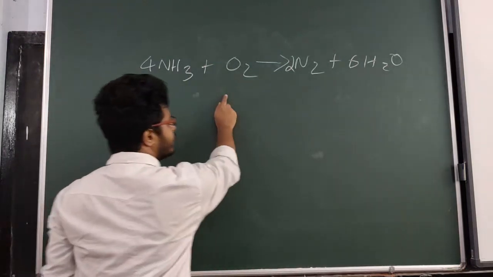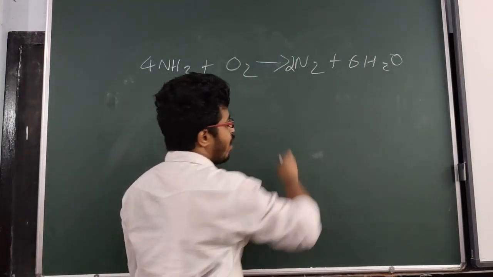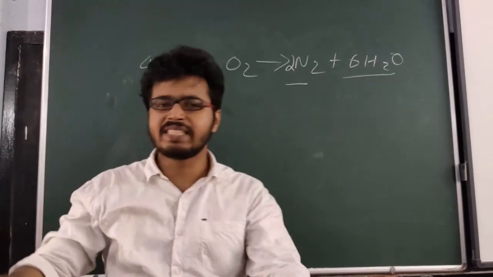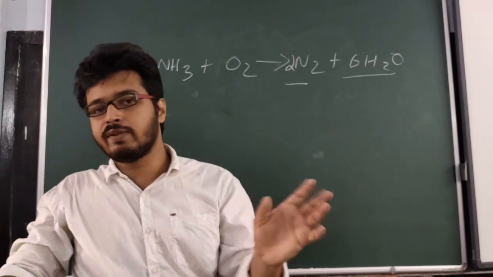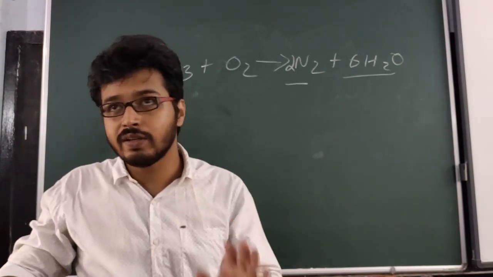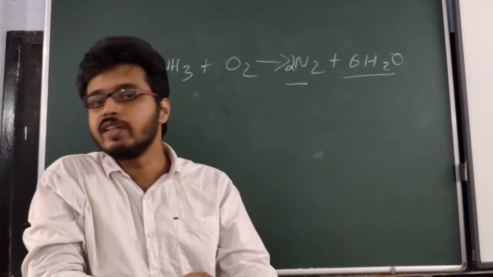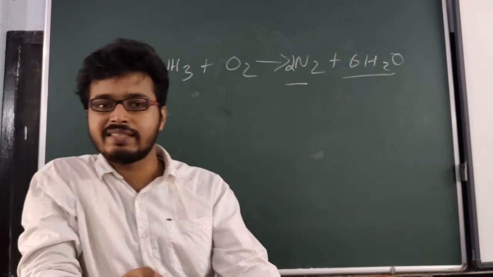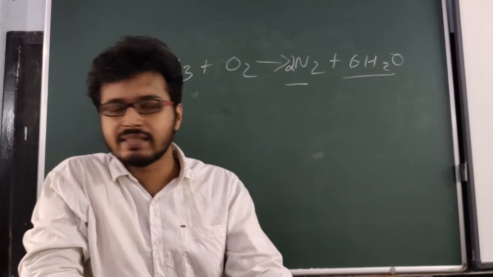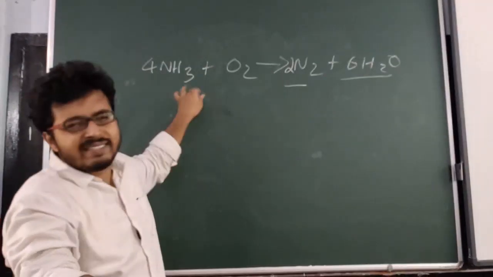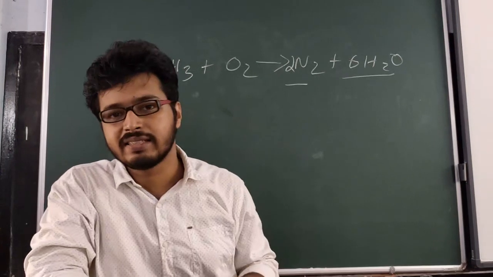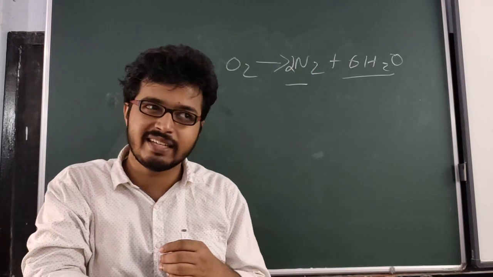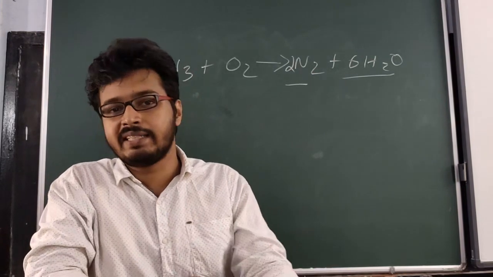Ammonia reacts with oxygen to form two products, N2 and H2O. So here we are just burning ammonia with oxygen. No use of catalyst, nothing else. Direct combustion. But there is a problem. This reaction is not easy. The reason is that ammonia is not a combustible gas. It's not a flame extinguisher or something, but it is a gas that doesn't catch fire easily.